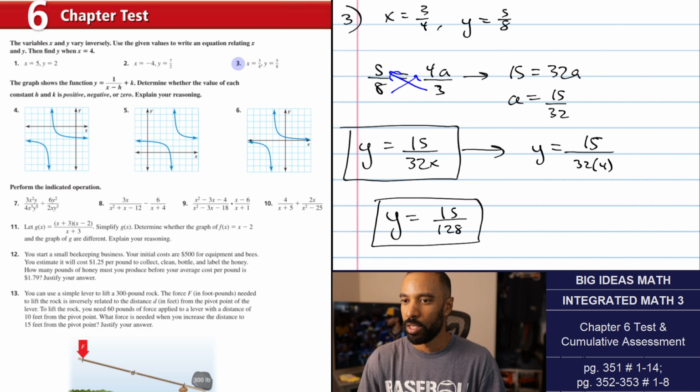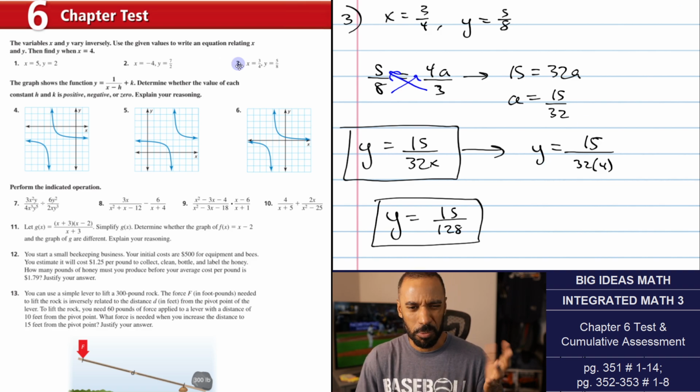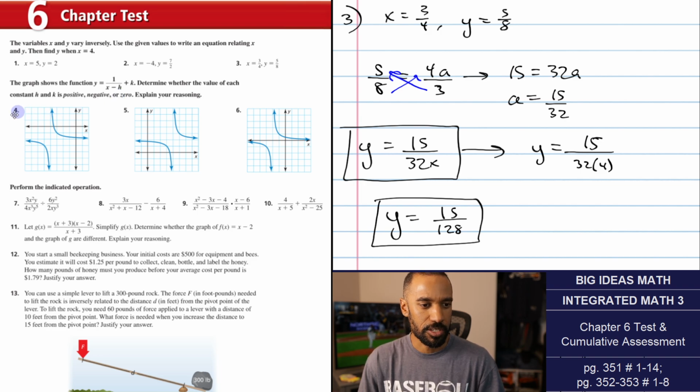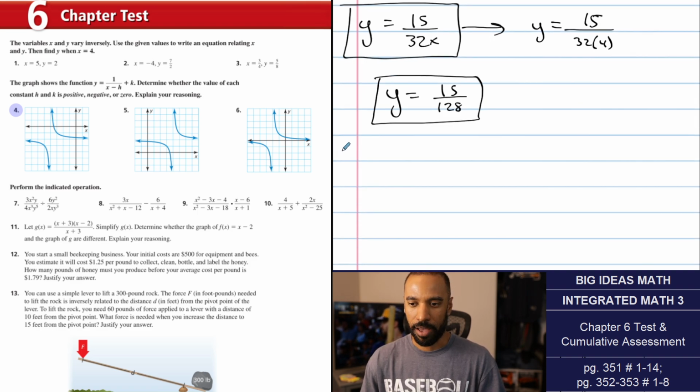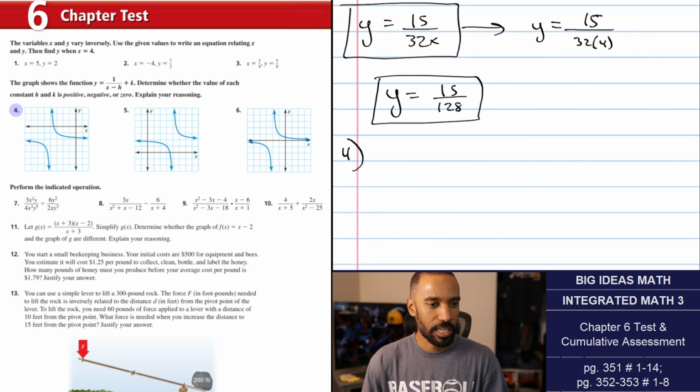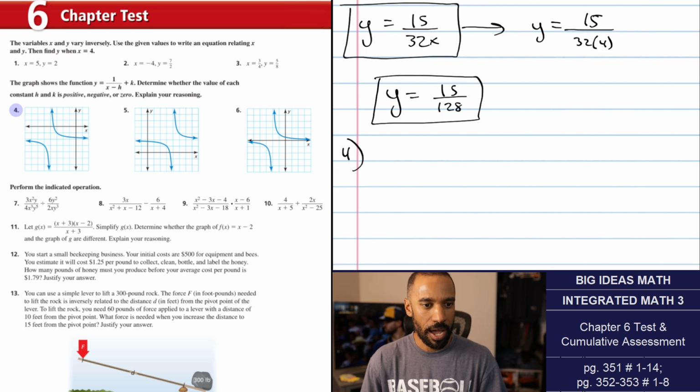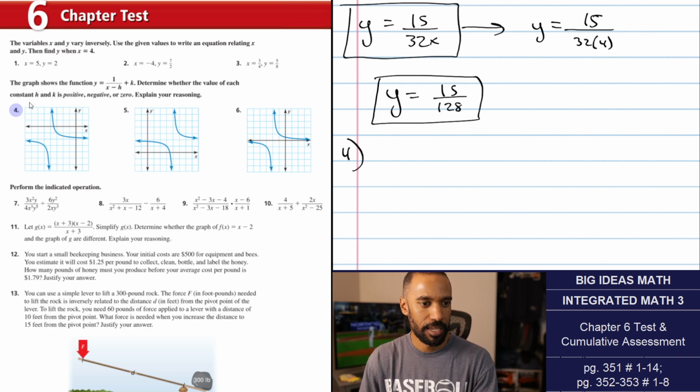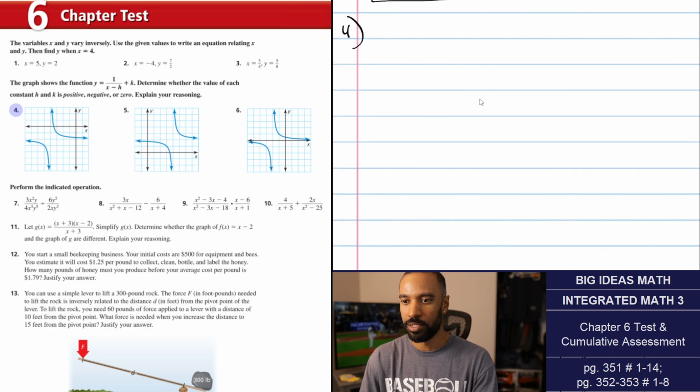That is it. So inverse variation questions are done there, unless they do some word problems later, because these are mixed review, right? Just because this was the first section doesn't mean they don't bring it back later. All right, numbers 4, 5, and 6, they give you graphs, and they say the graph shows the function y equals 1 over x minus h plus k. It's not even in any a, it's literally a equals 1.